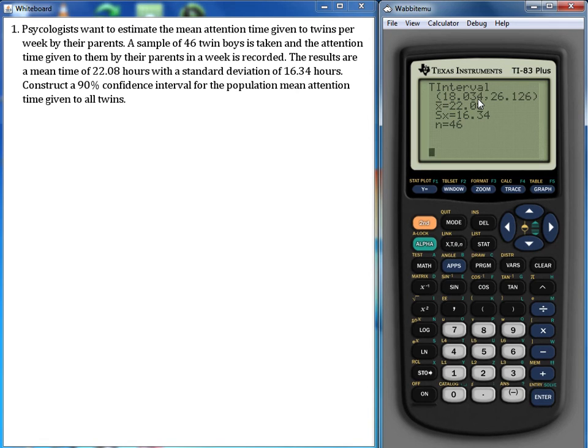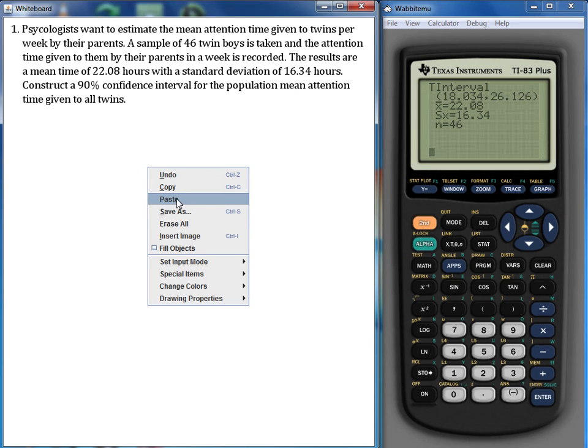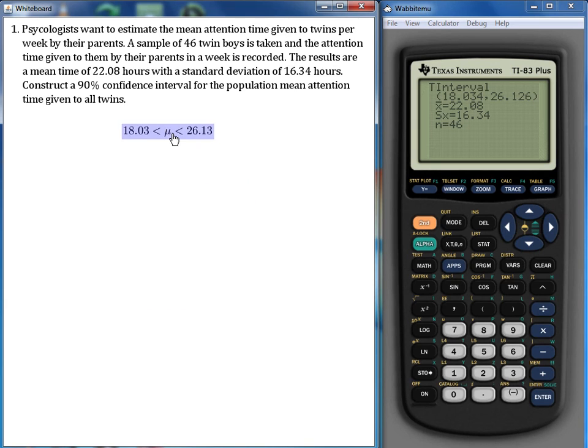The proper way of rounding here is to just go back to whatever the accuracy of your mean and standard deviation were. So these are both to the nearest second decimal place. And so just round off both your answers to the nearest second decimal. So 18.03 and 26.13. So that is my confidence interval.